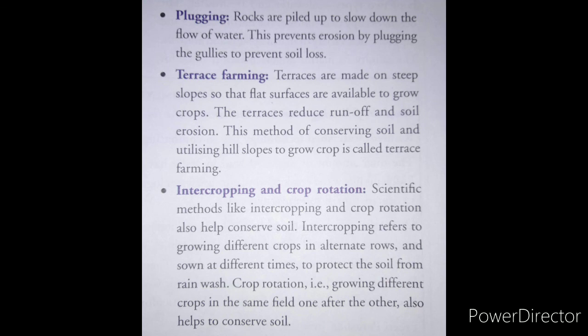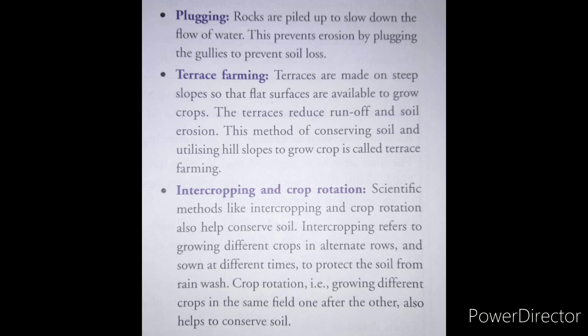कैसे, आइए देखते हैं. Intercropping refers to growing different crops in alternate rows and sown at different times to protect the soil from rain wash. Crop rotation, that is growing different crops in the same field one after the other, also helps to conserve soil.